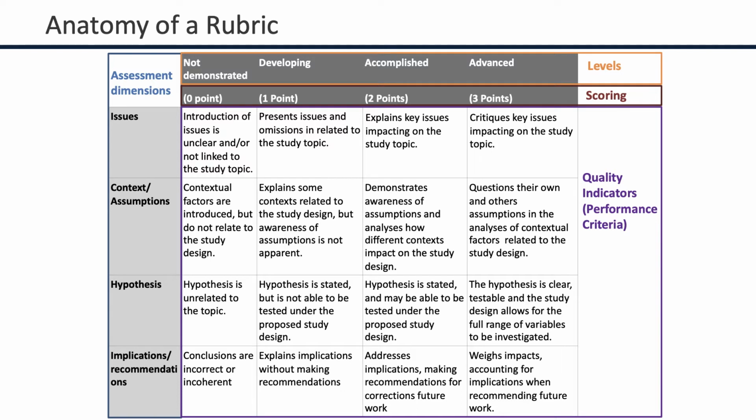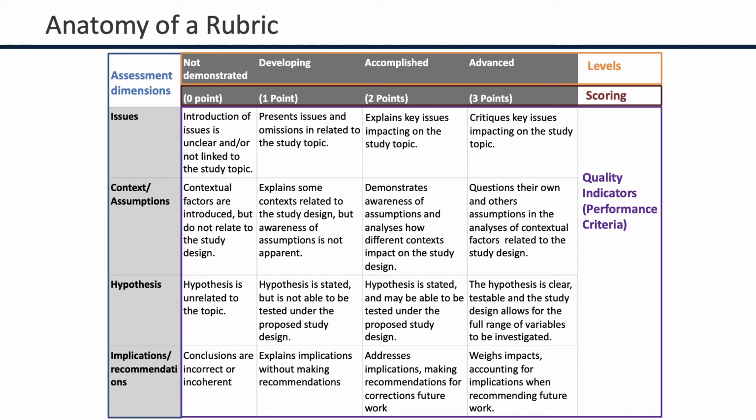Next, at the top of the rubric outlined in orange are the levels of achievement. And here the levels have word descriptions, so not demonstrated, developing, accomplished, and advanced. But you might also see numerical levels, 1, 2, 3, 4, or grade levels, A, B, C, and D.